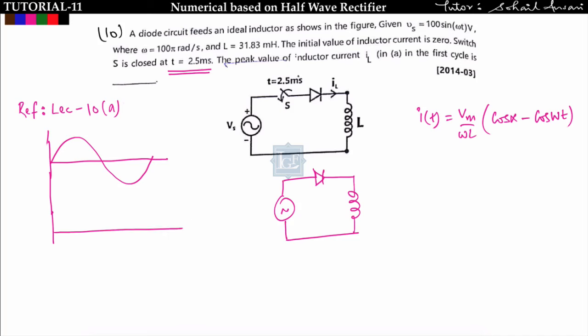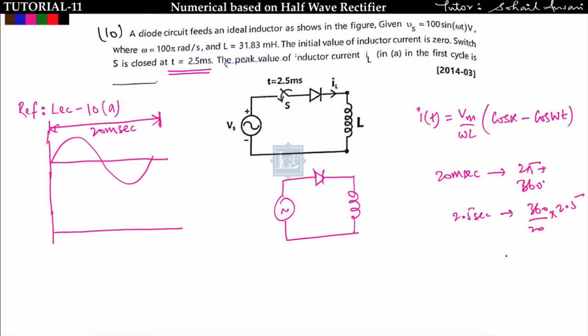So first I have to find the theta angle, the angle corresponding to this 2.5 millisecond. See, the input supply frequency is 50 hertz, so the time period is 20 millisecond. So 20 millisecond corresponds to 2 pi, or 360 degree. So 2.5 millisecond will correspond to 360 by 20 into 2.5. Is it fine? So the angle will come out to be 45 degree.